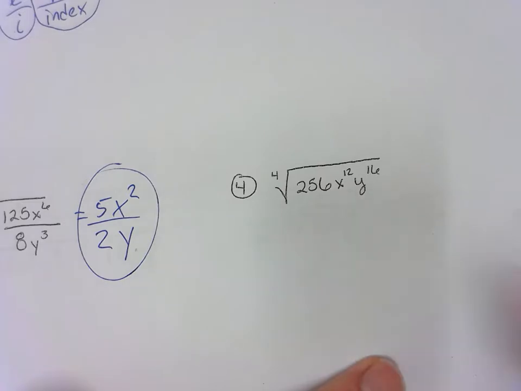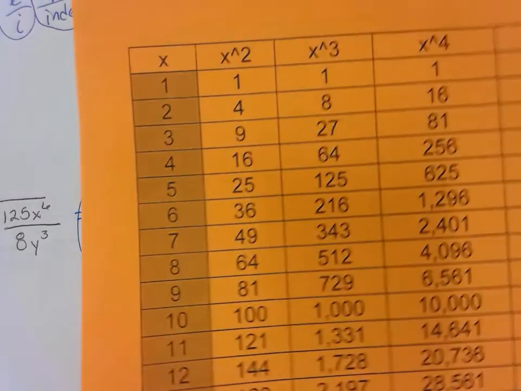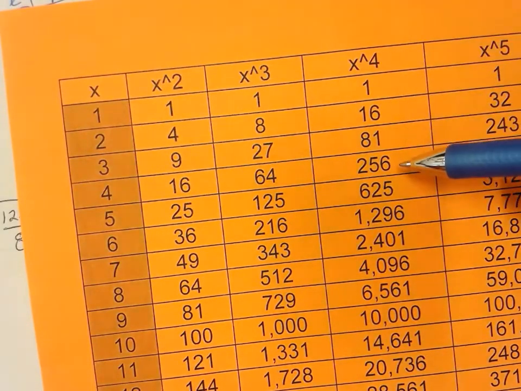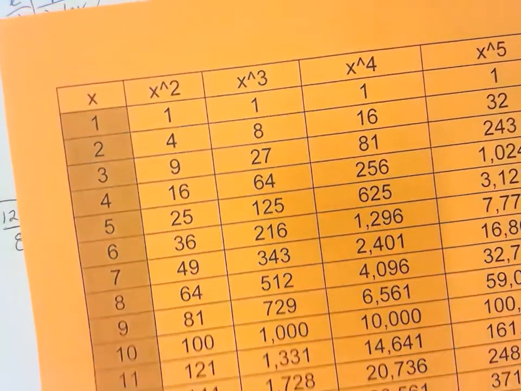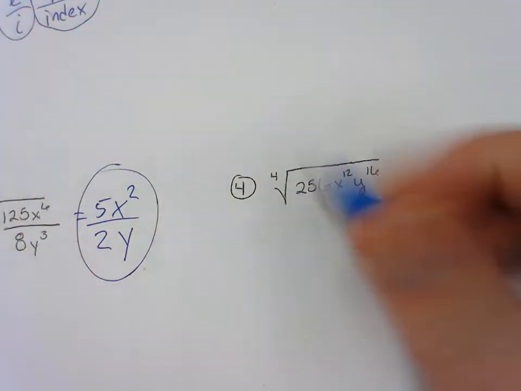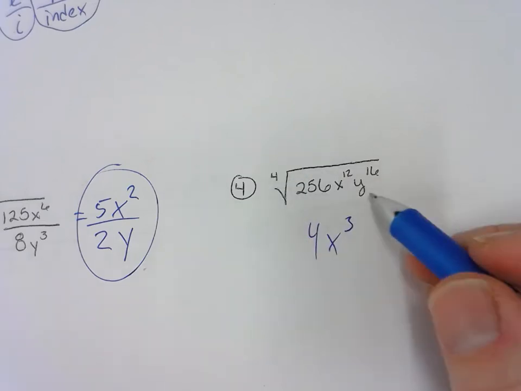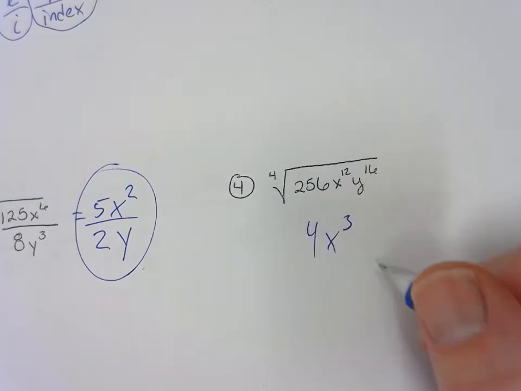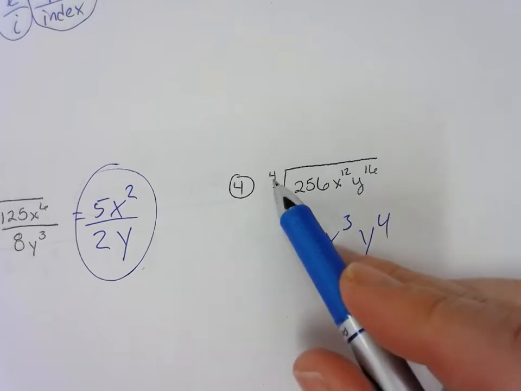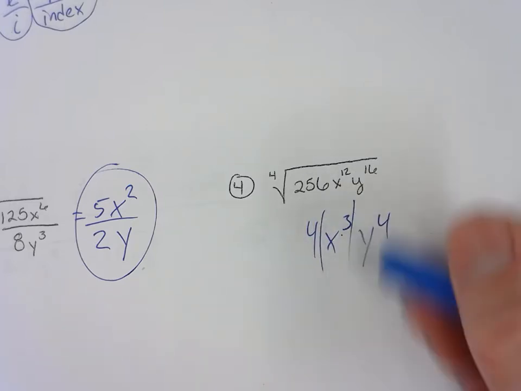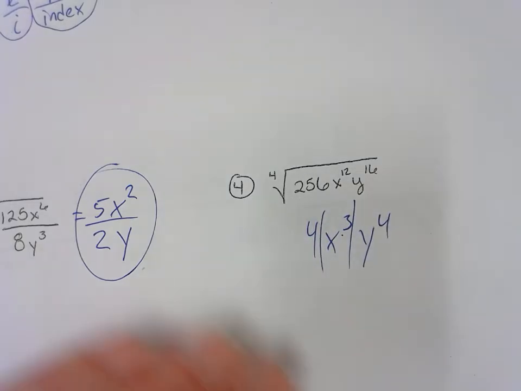256. We look in the fourth column. So here's the fourth column. 256. 4. So 4 is the root of that. And 12 divided by 4 is 3. And 16 divided by 4 is 4. Even, odd result. We add absolute value just to that one there.